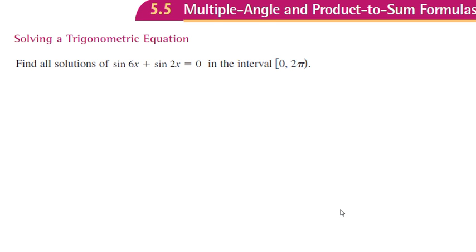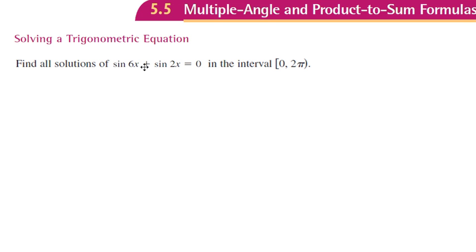Let's go ahead and do another example. And these guys do get a little hairy at the end, but it's an understanding of what we're doing which makes it simple though. So here we go. We're going to find all the solutions to sine of 6x plus sine of 2x within the interval 0 to 2 pi.